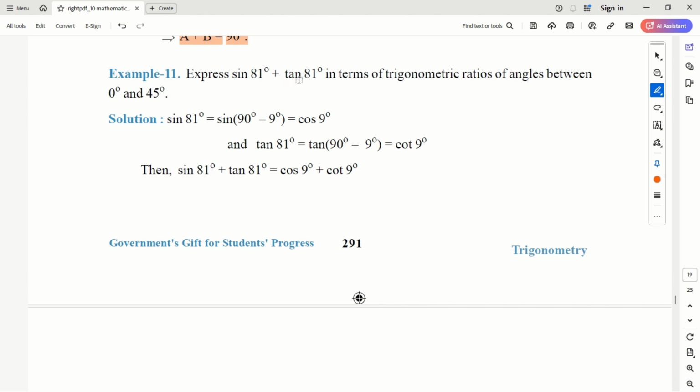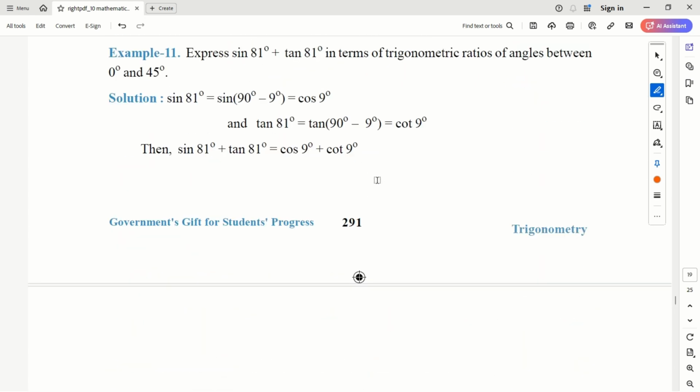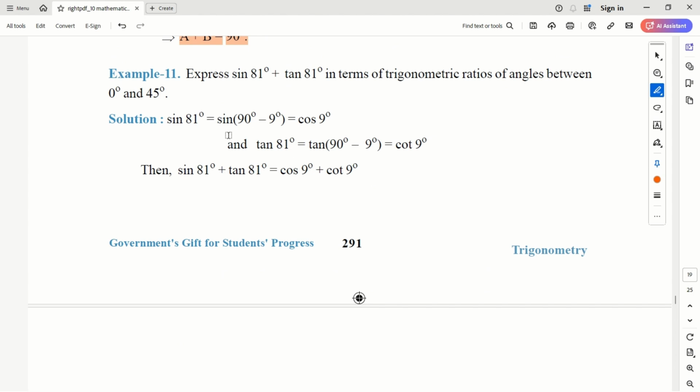Express sin 81 plus tan 81 in terms of trigonometric ratios of angles between 0 and 45. Now let's see how to do this. Sin 81, we can write as sin of 90 minus 9, which is cos 9. Tan 81, you can write as cot 9. So sin 81 plus tan 81 is cos 9 plus cot 9. This angle 9 is between 0 and 45, so this is what we are expressing.